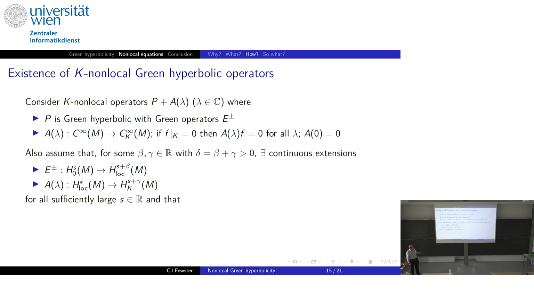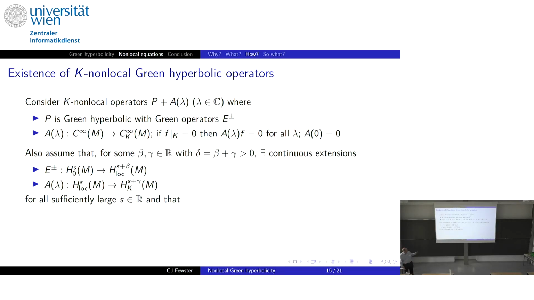And then, two more things. I require some regularity. So there has to be some condition here, that there are real numbers beta and gamma, which add to something strictly positive, so that the Green operators extend continuously from compactly supported Sobolev functions of order S to H^(S+beta) local. So if beta is positive, which is the usual situation of interest, this improves regularity a bit.